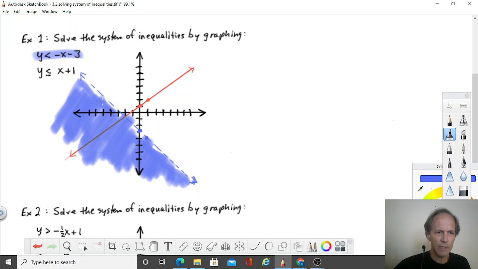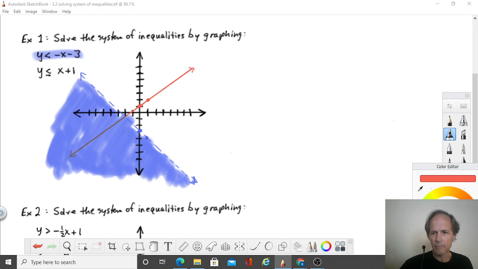Try to show that the line is dashed, so I don't want to cover it up. Okay, so there are the points that satisfy that. We've shaded them. And then, sticking with the marker, we want to shade below the red line, because this one was the red one, right? So shade it red.